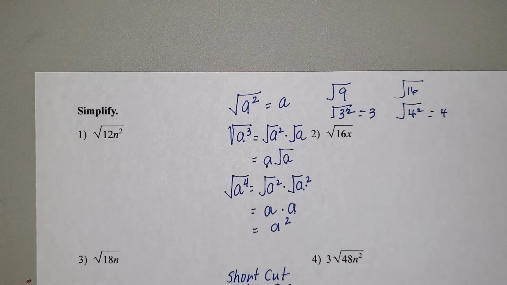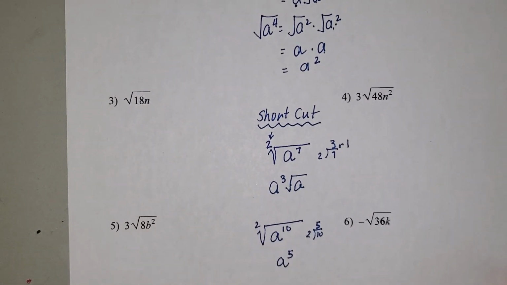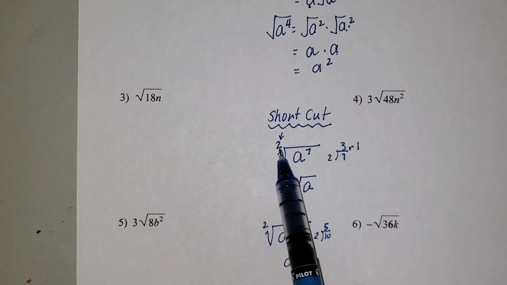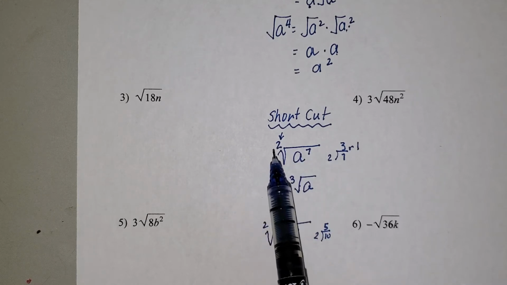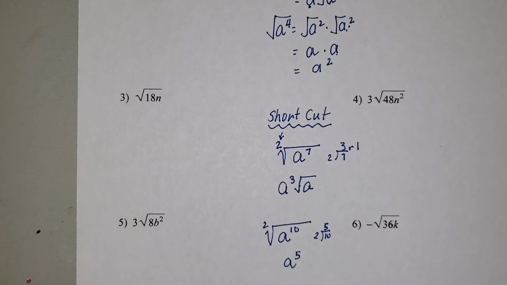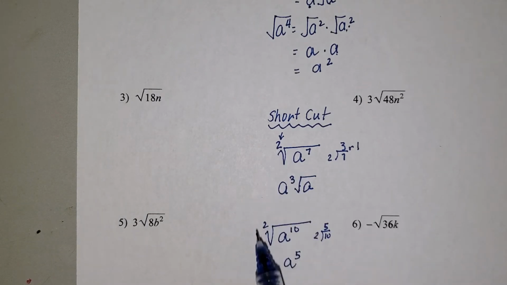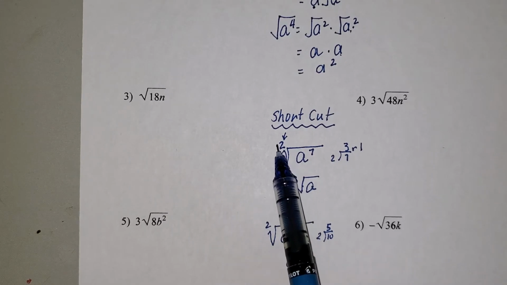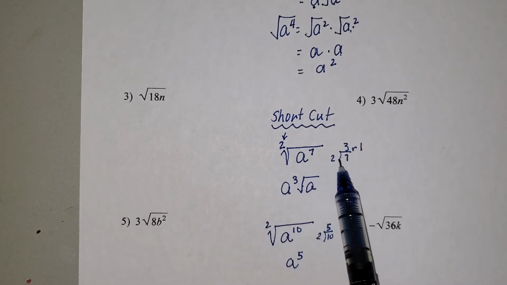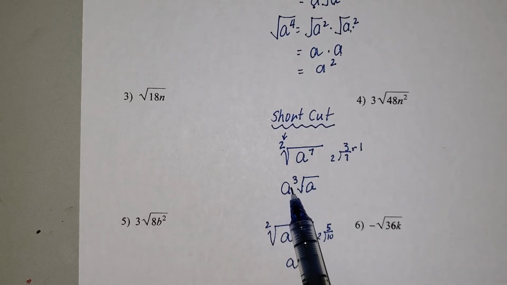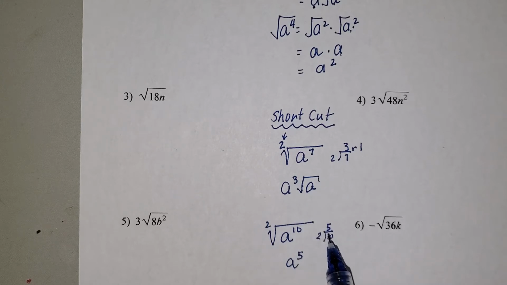Now here's a little shortcut. On square roots, the index isn't printed. It doesn't show. It's a 2, and we remember that from the first lesson yesterday. Okay, if it's not written, it's a 2. So here's a shortcut you could do. For the square root of a to the 7th, 2 goes into 7, write a little division problem here, 3 times with 1 left over. That means the answer is a to the third with 1 left over.